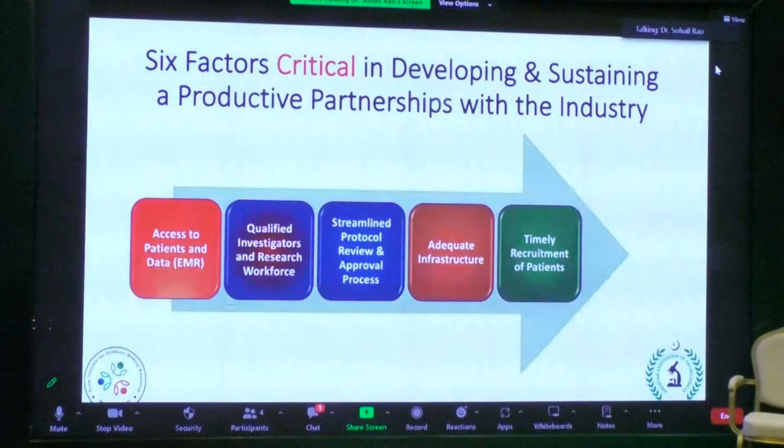You have to have timely recruitment of patients. If you commit to recruiting 100 patients, you recruit 100 patients and you have a timely recruitment.